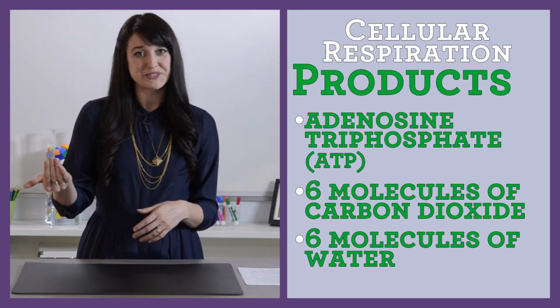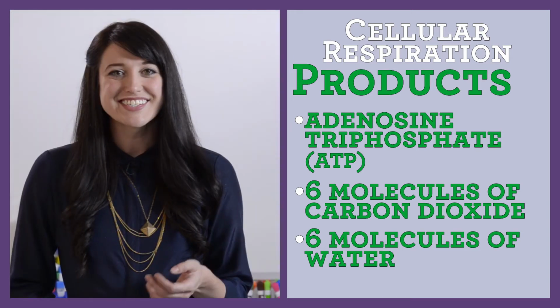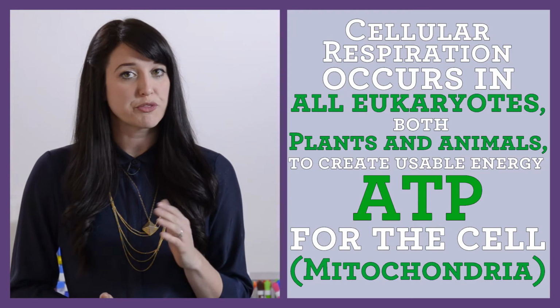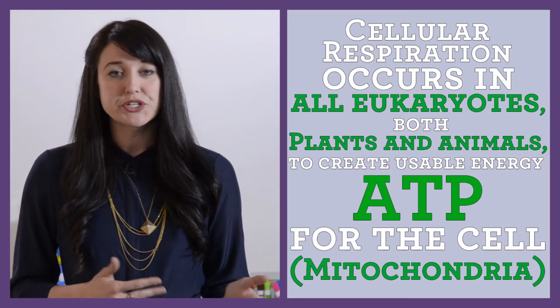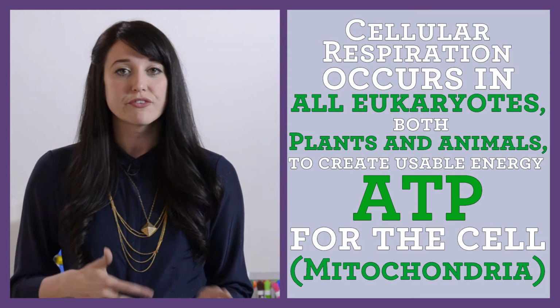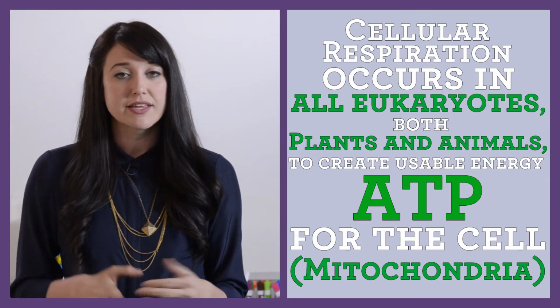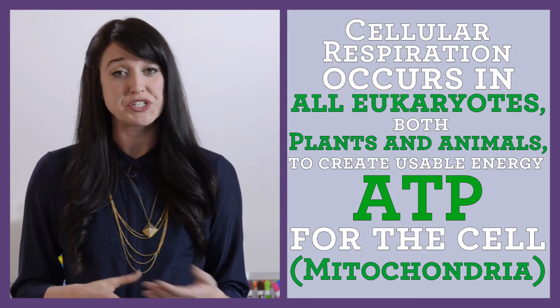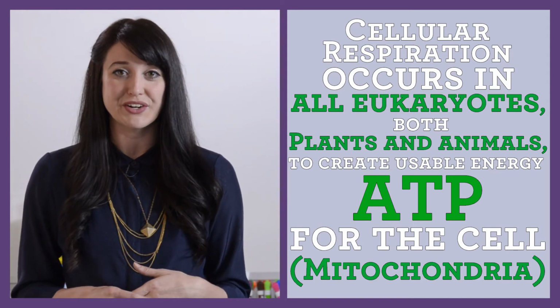which are then actually excreted and used by autotrophs for photosynthesis. Cellular respiration occurs in all eukaryotes, both plants and animals, to create usable energy in the form of ATP for the cells to use. This is because all eukaryotes have mitochondria, which is where cellular respiration occurs.